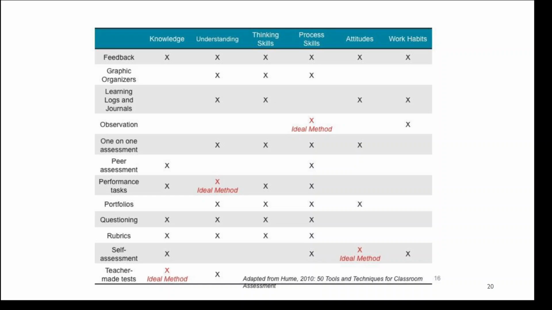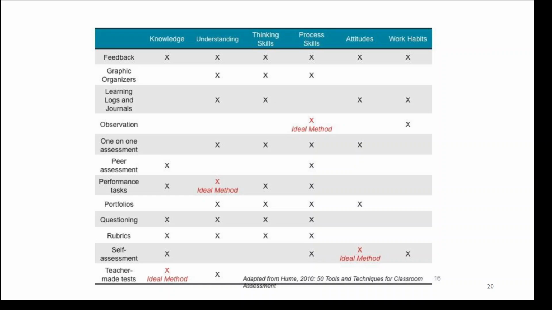Thinking skills, process skills, attitudes, work habits. And this lovely chart kind of gives you an idea of what sort of assessments are best for each of those skills. So wherever you see an X, that means this kind of assessment would be great for this thing that you're trying to do. So, for example, if I'm trying to judge a student's knowledge, as I look through the X's, I see that red one at the bottom that says teacher-made tests is an ideal method for that, because I know what knowledge they're supposed to have because I taught it to them. So obviously my test would be best suited for that.